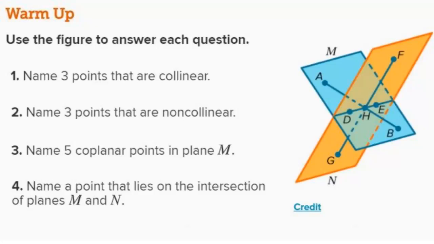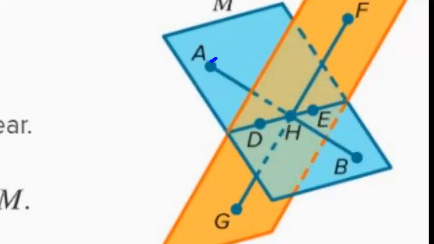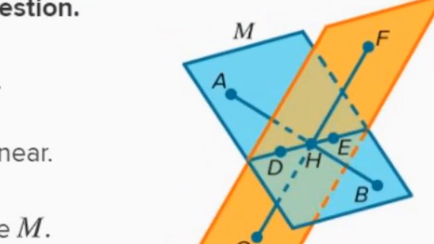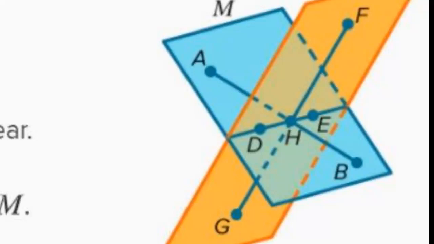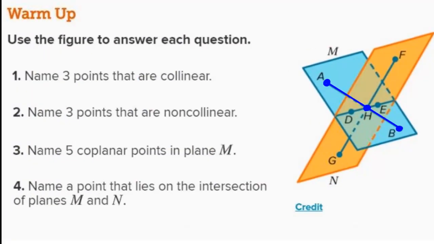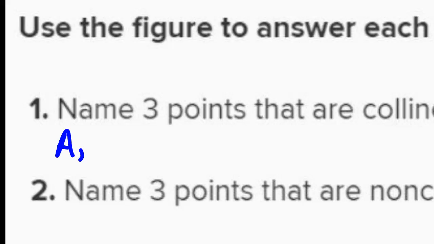All right, let's talk about this. Number one, name 3 points that are collinear. There were 3 possible correct answers here. You could have picked out the 3 points that were on this line right here. So you could have A, H, and B. So that would have been one correct answer there.